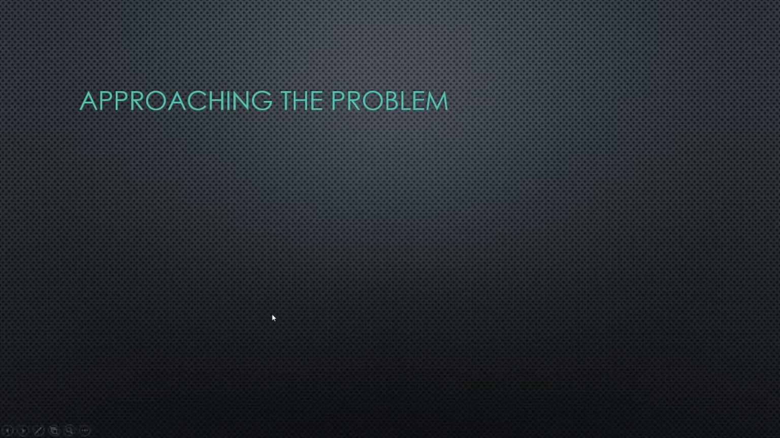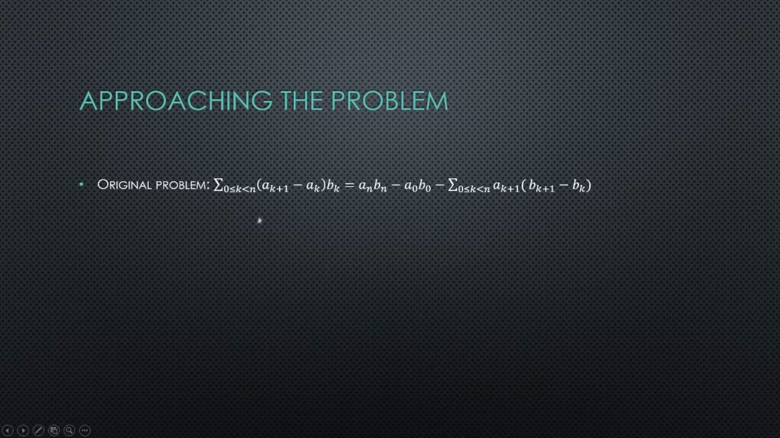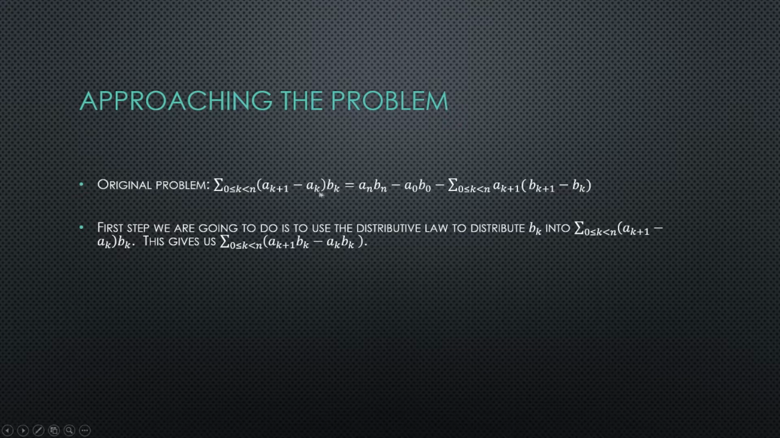Alright, approaching the problem. So we have our original problem here, as you can see, and the first thing we're going to do is use the distributive law to distribute this b sub k into the a sub k plus 1 minus a sub k. This will give us this summation right here, the summation of a sub k plus 1 times b sub k minus a sub k times b sub k.